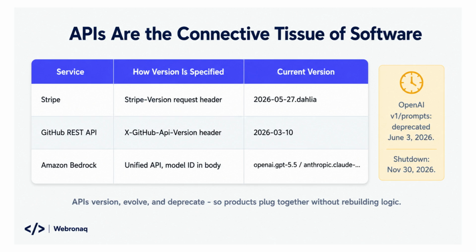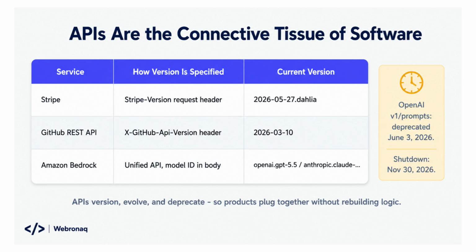Alright, so why does this matter beyond one cool migration story? Because this pattern is everywhere. Stripe, the payments company, versions its API with date-based names. The current version is the 27th of May 2026.dahlia, passed as a request header, so your app always knows exactly what behavior to expect. GitHub's REST API works the same way. You pass the version, the 10th of March 2026, in the GitHub API version header.